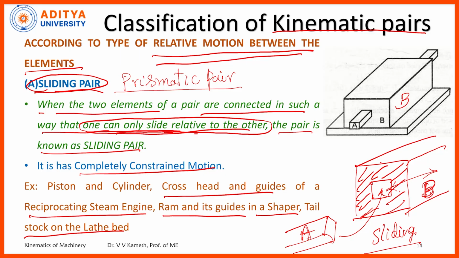It is only sliding. Now, you can take the lock as part B, and whatever key you have or I have is part A. Now, what is the relative motion between the key link and the lock link? It is only sliding. That is why it is called a prismatic pair or sliding pair. So, this is one variety.